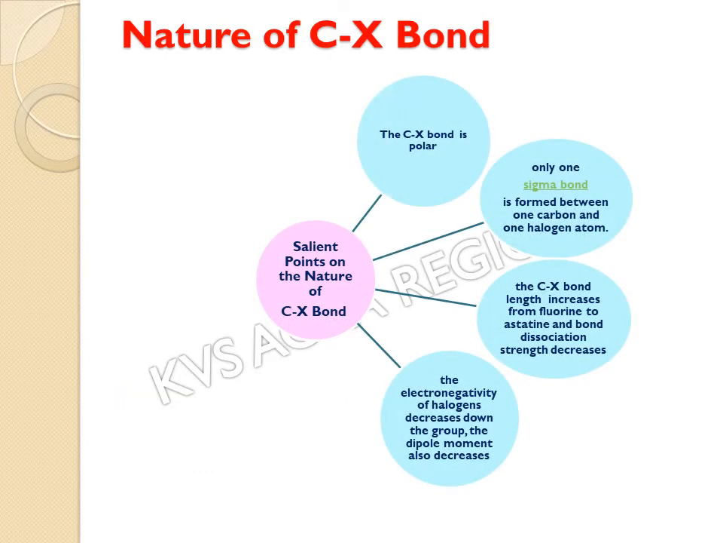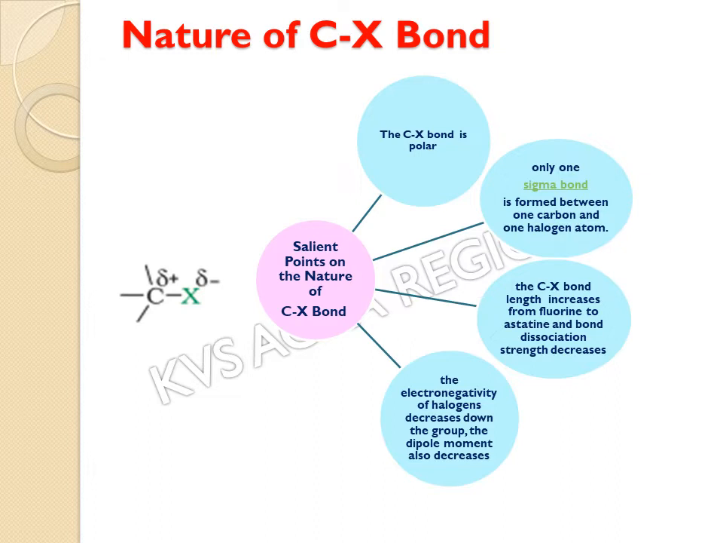Nature of the C-X bond. Here we can see that the halogen, being electronegative in nature, attracts the shared pair of electrons between carbon and halogen, and hence there is development of a partial positive charge on the carbon and a partial negative charge on the halogen.